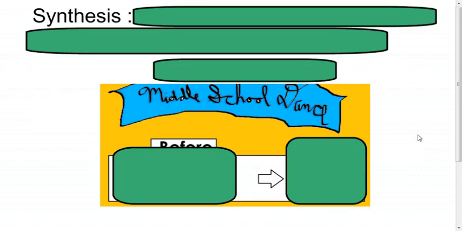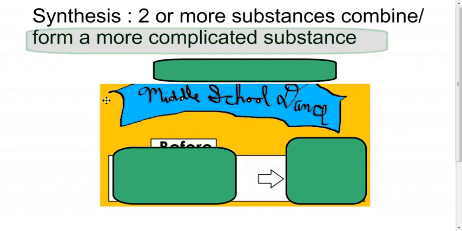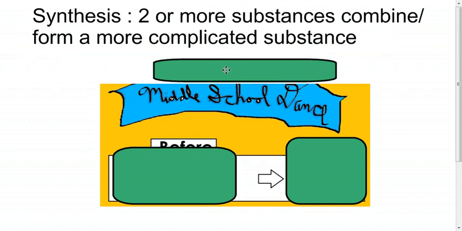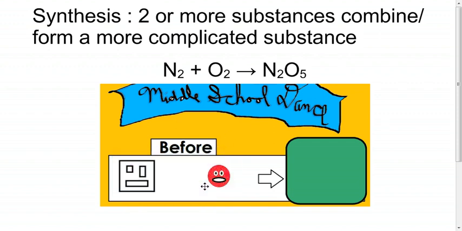The first is a synthesis. And a synthesis is when you take 2 or more substances and you combine them into a more complicated substance. For example, I take nitrogen and oxygen gas and I go on to make dinitrogen pentaoxide. Now, at a middle school dance, that would be like 2 people who aren't dancing, and they dance.